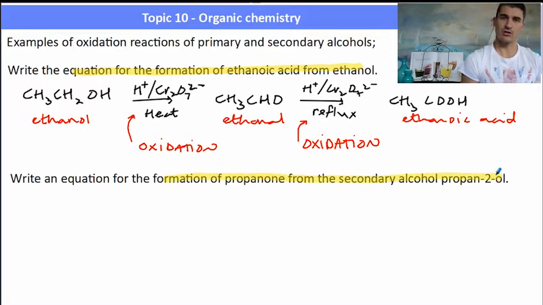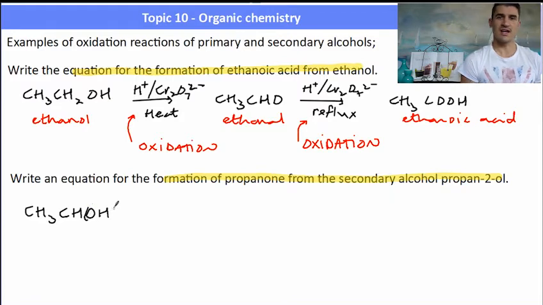Remember, a secondary alcohol can only oxidize to a ketone. And the formula for the starting alcohol, in semi-structural form, looks a little bit funny, but it would be CH3, CH, and then in brackets OH, and then we would have a CH3 at the end.